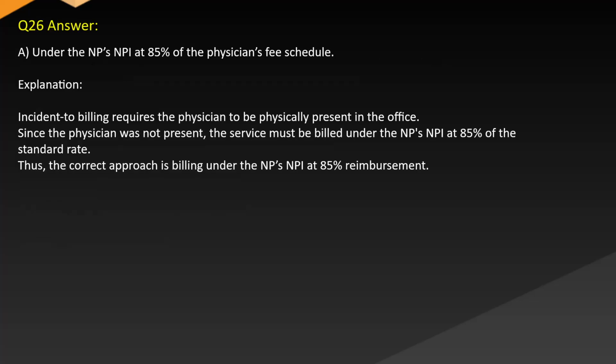Answer A. Under the NP's NPI at 85% of the physician's fee schedule. Explanation: Incident-to billing requires the physician to be physically present in the office. Since the physician was not present, the service must be billed under the NP's NPI at 85% of the standard rate. Thus, the correct approach is billing under the NP's NPI at 85% reimbursement.